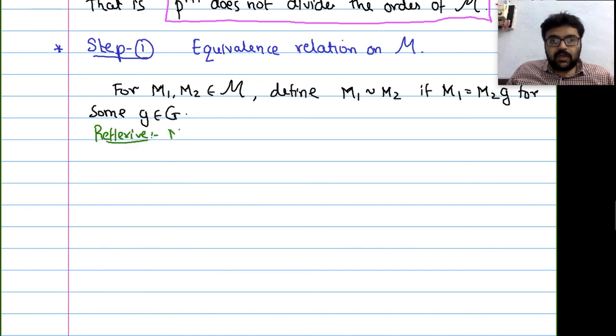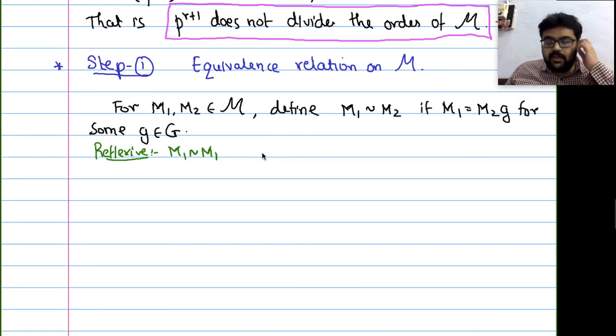We have to show that M1 is related to M1. So clearly this is clear. M1 equals M1E, where E is the identity. So this is reflexive. Now what about symmetry?